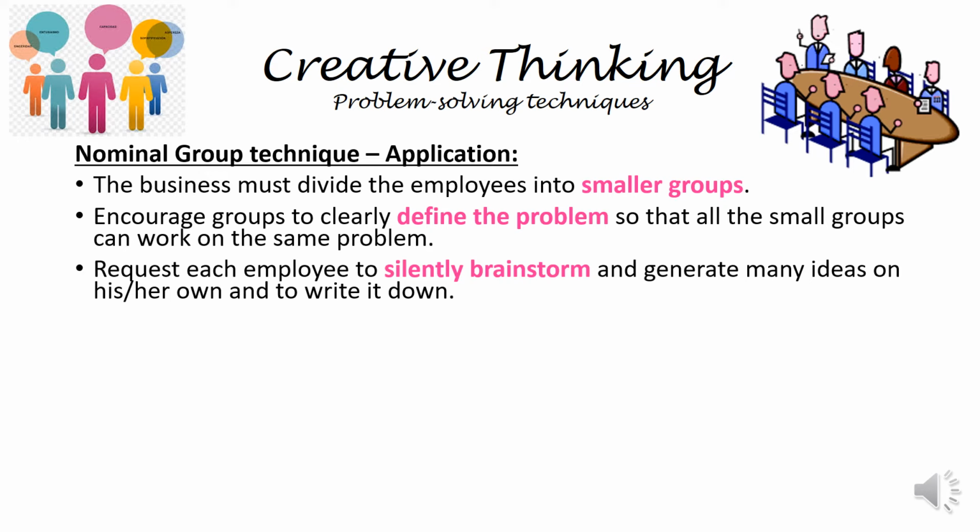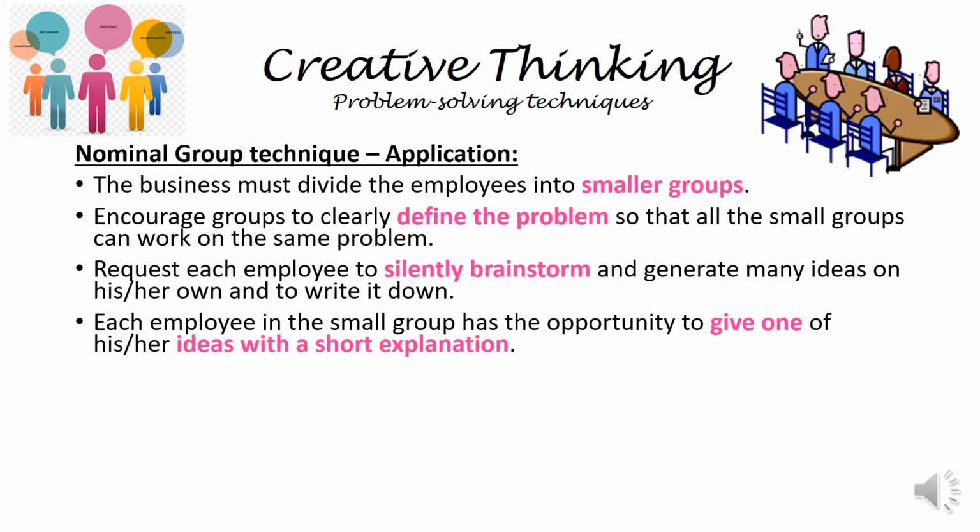So now this is the difference between the nominal group technique and brainstorming. With the nominal group technique, there's no shouting out of ideas. Each person individually is going to brainstorm by himself, and he's going to generate as many ideas as possible on his own and then write all of these ideas down on a piece of paper. Then we're going to take turns, and every employee in a small group has the opportunity to give one of his ideas with a short explanation.